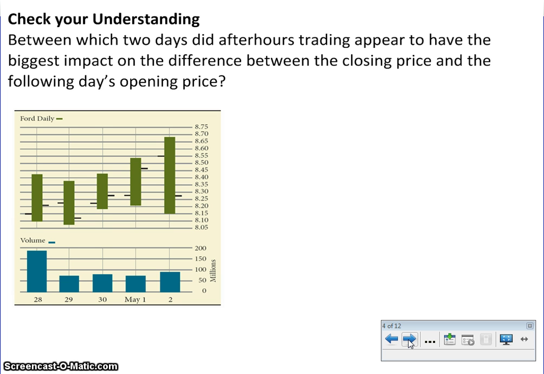It says here, between which 2 days did after-hours trading appear to have the biggest impact on the difference between the closing price and the following day's opening price? So if you remember right here, these little tick marks are the opening and closing prices. After-hours trading is going to mean that it's going to make a huge difference between the closing of one day and the opening of the next.